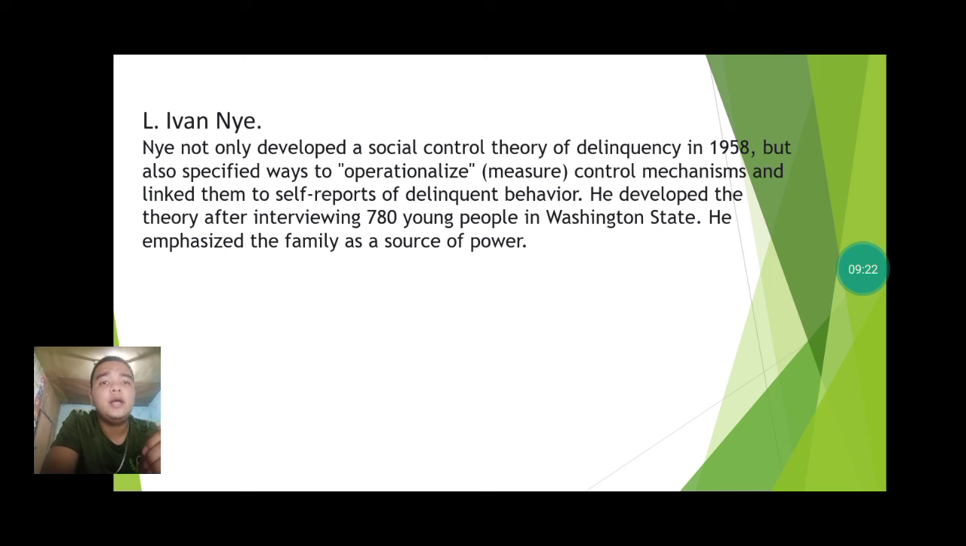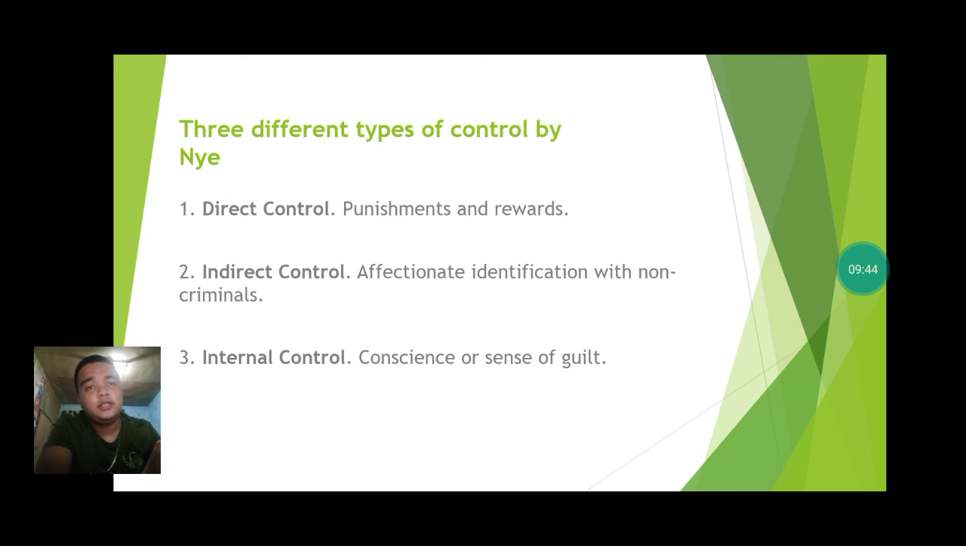So Nye argued that parental constraints, limits on the opportunity for delinquency, and parental rewards and punishments could all be used to directly control youth. Then next are the three different types of control by Nye: direct control, indirect control, and internal control.